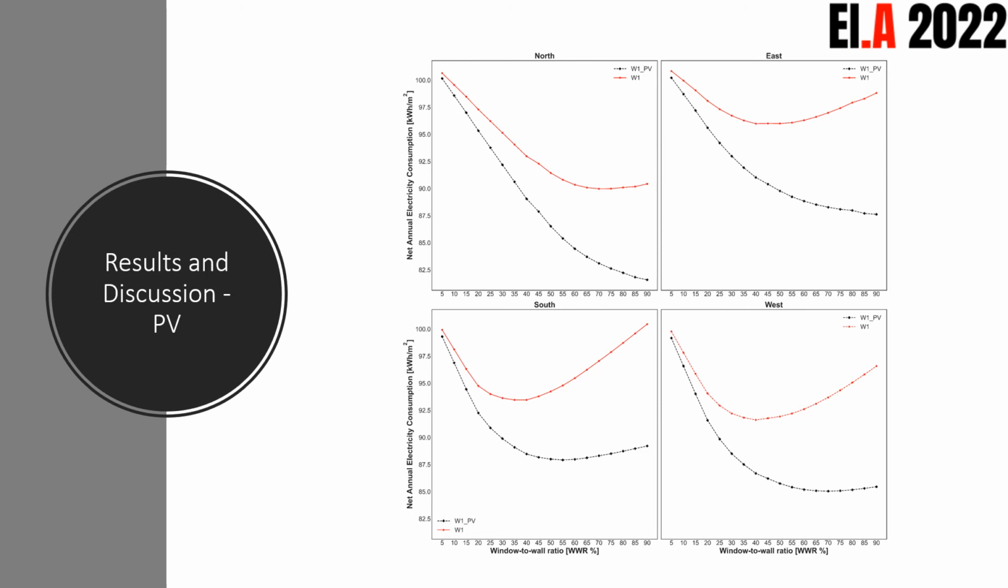In the case of STPV, along with lighting load reduction, the energy generated by PV also reduces the net annual electricity consumption, and hence it shows that a higher WWR is possible for the STPV system. It also shows that the STPV system is efficient compared to normal glazing. The lowest net annual electricity consumption was achieved in the north orientation because the solar radiation in the north is less than in other directions, thus reducing the cooling load.